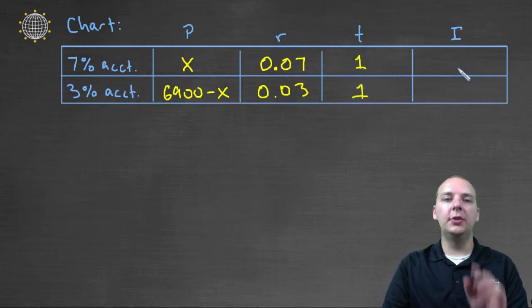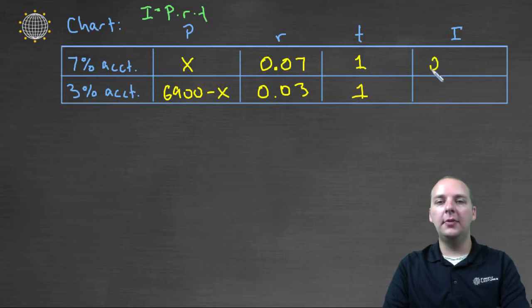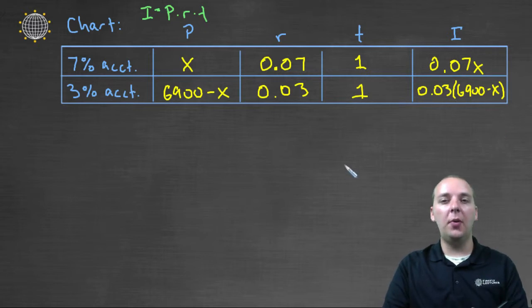So what would be the interest coming out of the 7% account and the interest coming out of the 3% account? The 7% account, you'd have P times R times T. That's the formula for interest. Interest equals principal times rate times time. So we'll multiply these quantities and we'll have 0.07x. And in the 3% account, we'll have 0.03 times $6,900 minus X. All right, so there's our chart. It's filled out, but now what do we do? Where do we go from here?